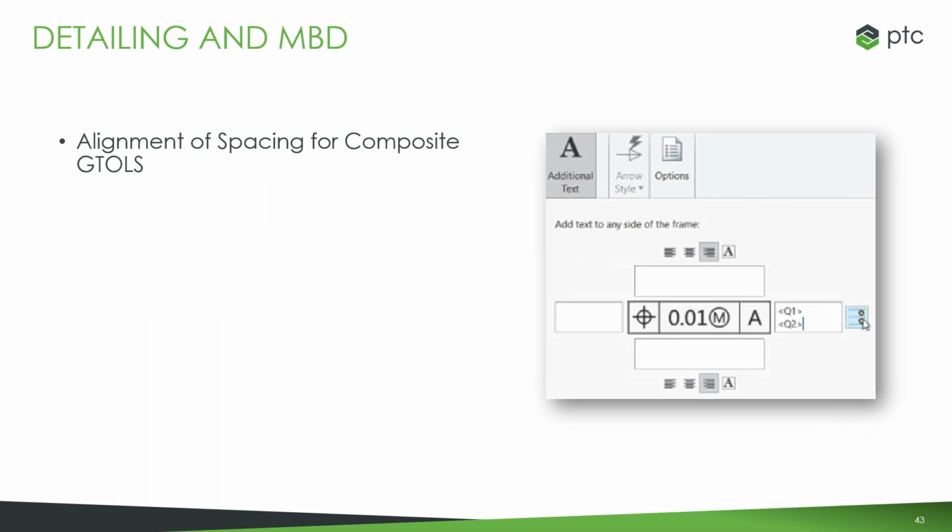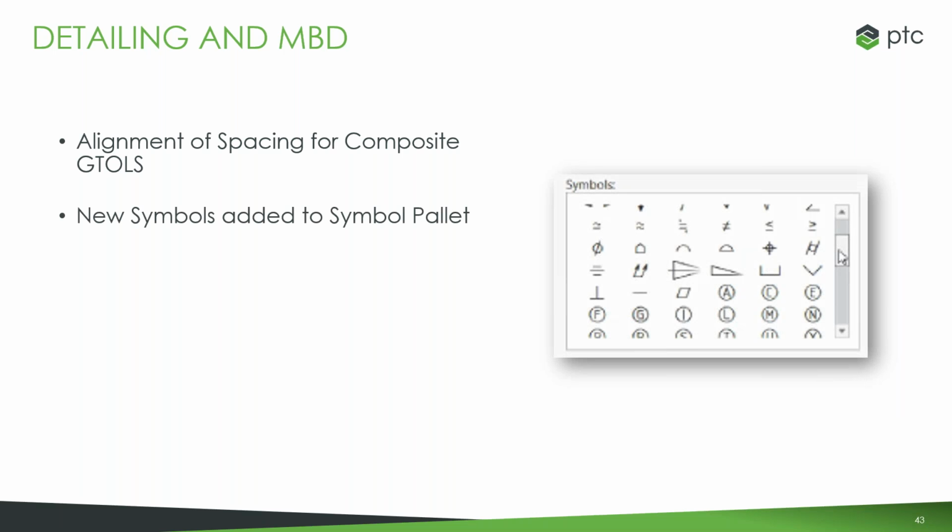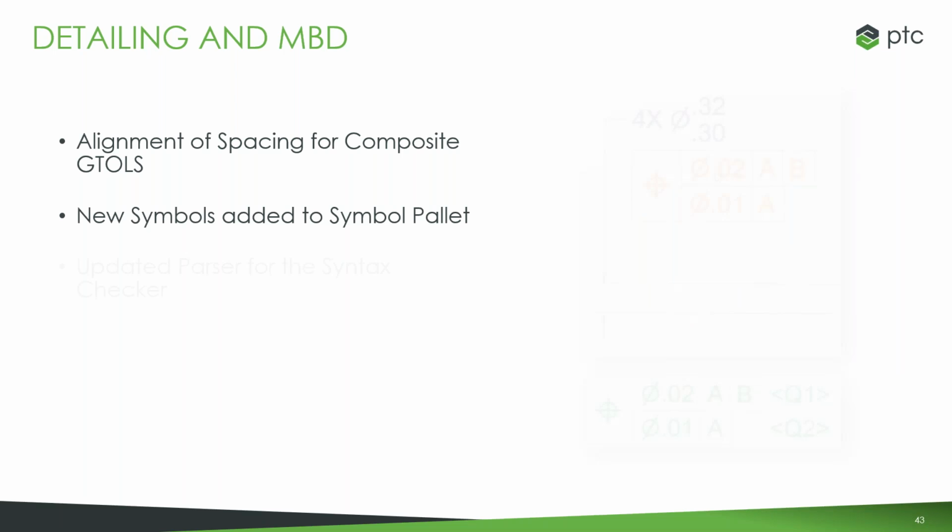And finally here, we have some options for the alignment of spacing when it comes to GTOLs, depending on how you want those GTOLs to align on the left, on the right. That's all done keeping up with those standards. I've also added some new symbols to the symbol palette, particularly the angularity symbol for the intersection plane. We have a runout symbol for the direction feature, and also a symmetry symbol for a collection plane. So if you work with any of those, nice added feature there.